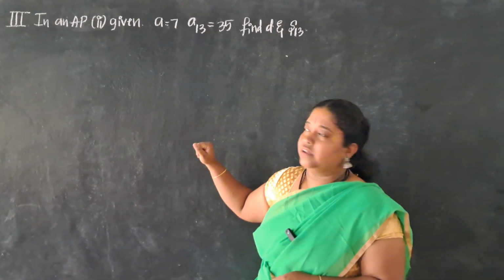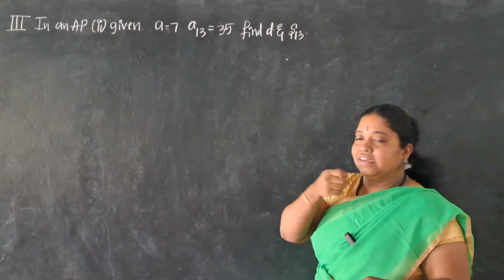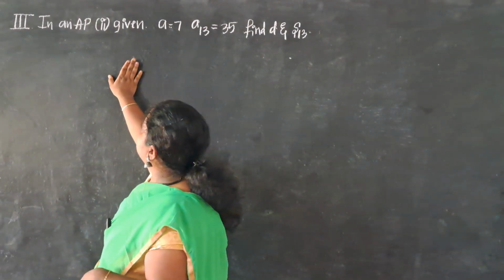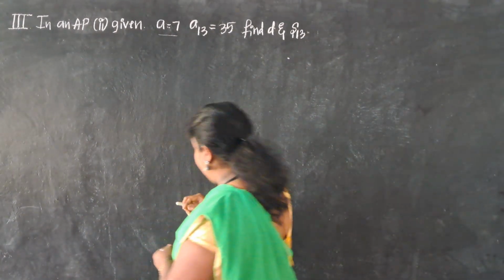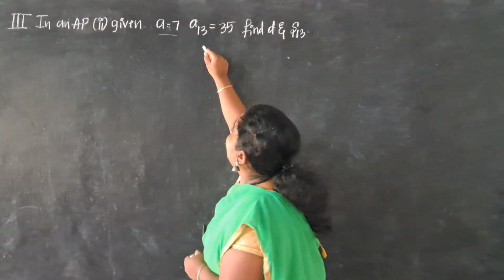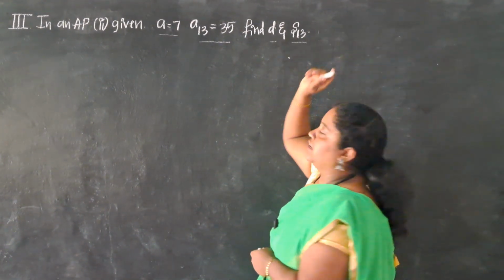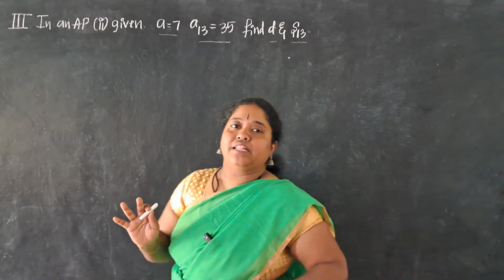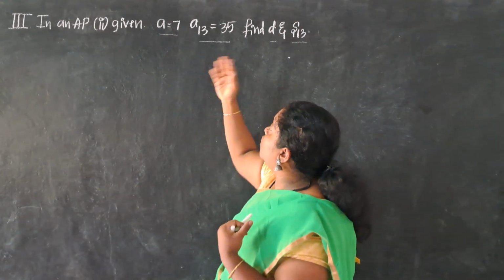Okay. Second question. So the first question is already over, and this is the third mains' second question. Look at the board. See, in the second question, they have provided you a value, that is a is equal to 7, a13 is equal to 35. Find d and S13. See, first carefully look at the question and what they have provided, because you may get confusion where two values are given.